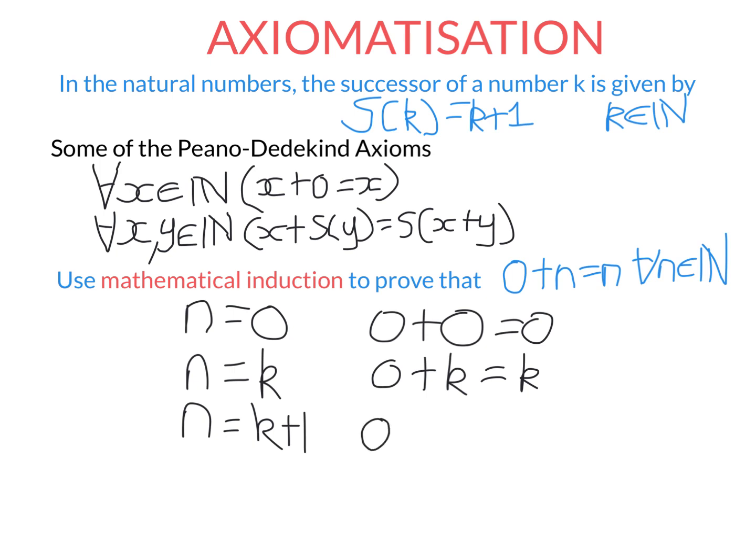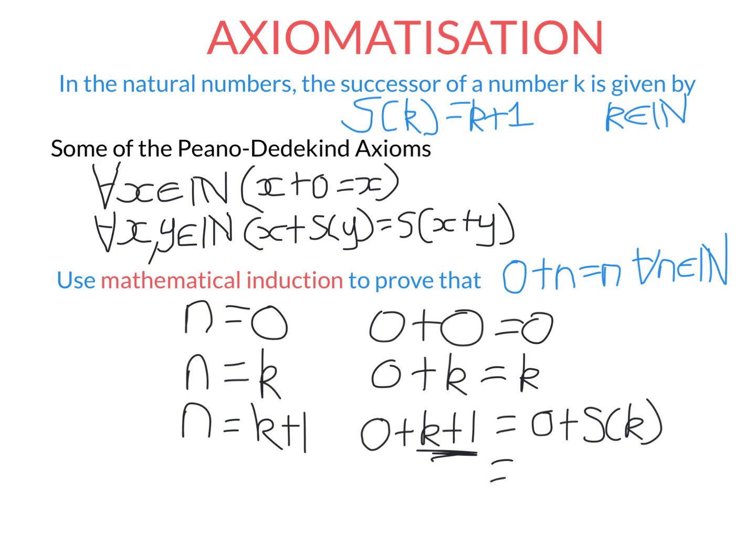So let's look at what happens when we add 0 and k plus 1. Well, we know that k plus 1 is just the successor of k. It's just the number that comes after k. So we can rewrite this as 0 plus the successor of k. Now we're going to use this second axiom here. So it says that if you have x plus successor of some number, it's just the successor of the sum of those numbers. So here we have like 0 is our x and k is our y.